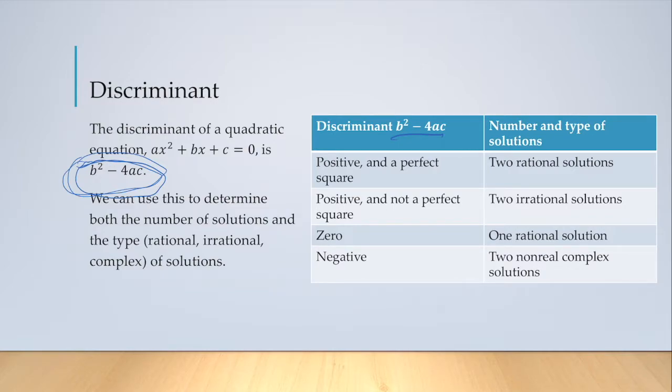If my discriminant is 0, which could happen, we haven't seen that yet, but it could happen, I'm only going to get one rational solution, because if I have b plus or minus the square root of 0 over 2a, I only have b over 2a as my solution. And if it's negative, I get two complex solutions. So let's practice using the discriminant.